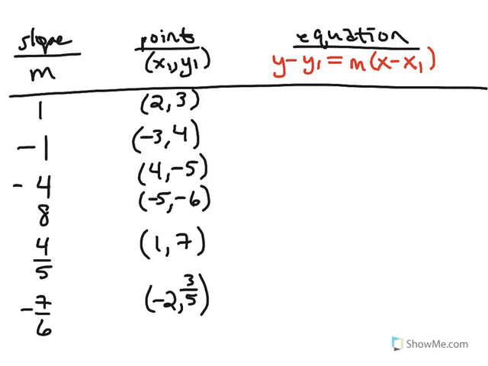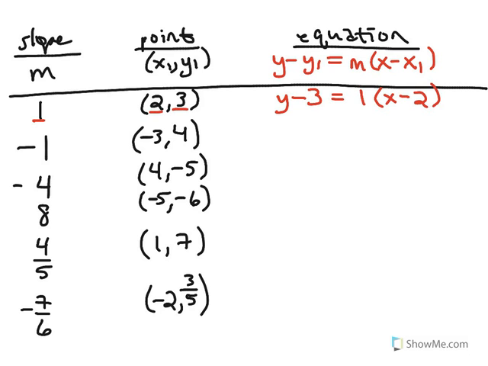Doing this then, you have y here for the first one, y minus 3. Your y1 value is 3. Your slope is 1. Again, you don't have to write that. You could, but you don't have to. And then x minus 2.